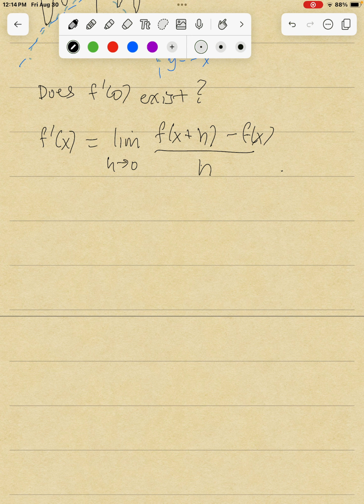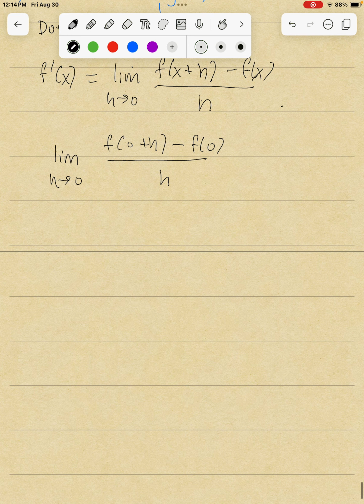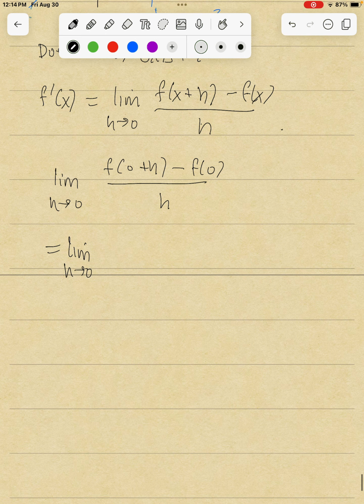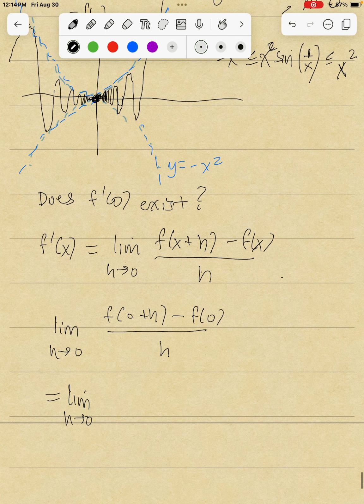So anyway, let's use this definition to figure out f prime of 0. We're plugging in x equals 0, so we want to figure out the limit of f of 0 plus h minus f of 0 over h. Does this exist? Well, let's see. f of 0 plus h is just f of h. Now h is not 0, right? h is approaching 0, but h is not 0.